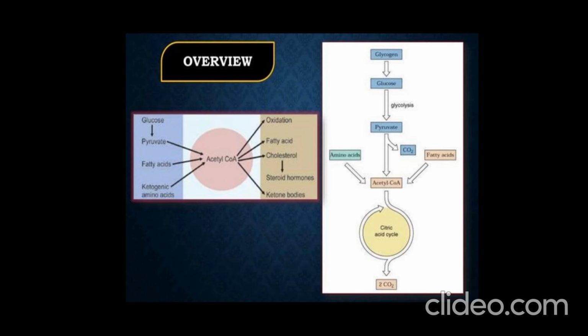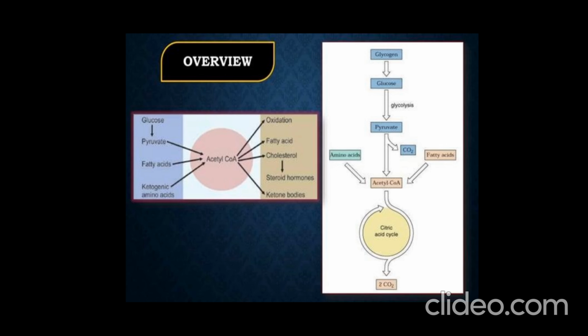The first starting material is acetyl-CoA, which condenses with oxaloacetate to form citrate, the continuation of the Krebs cycle. Acetyl-CoA is formed from glucose, which converts into pyruvate and then to acetyl-CoA; fatty acids get converted to acetyl-CoA, and ketogenic amino acids convert to acetyl-CoA. From acetyl-CoA, fatty acids are formed, cholesterol is formed, which is converted to steroid hormones, and the ketone bodies are formed. This is the overview of where acetyl-CoA is synthesized and what it gets converted to. The next diagram helps in this.